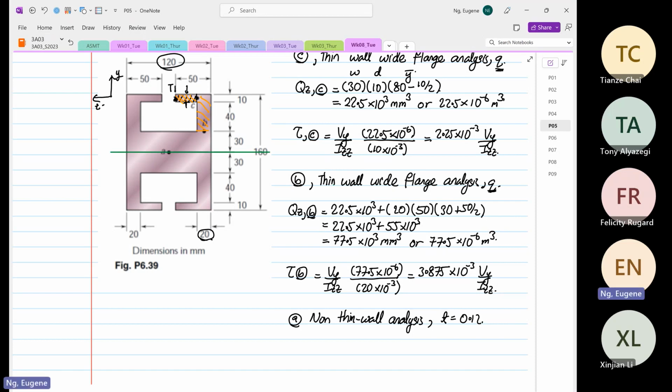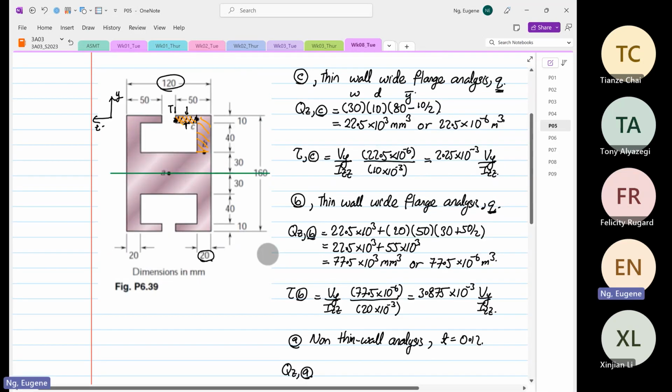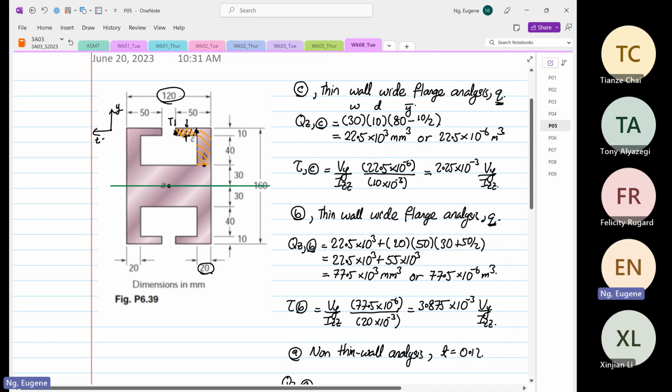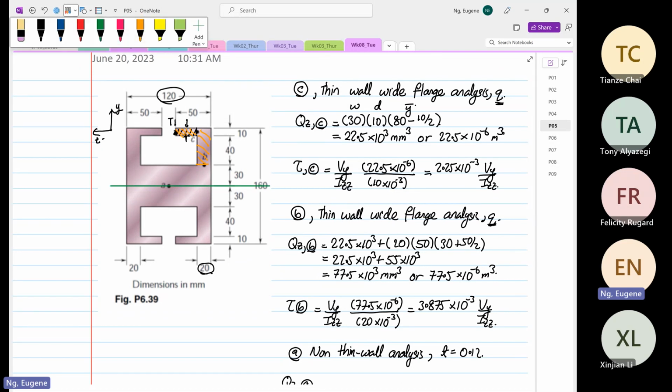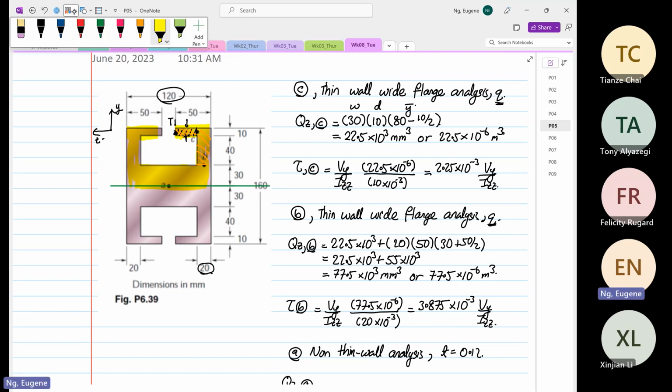Okay, that's the thickness that we're given, and that's the thickness we're going to use. So we are going to find QZ at point A. Now, QZ at point A, right? So this is a non-thin wall analysis anymore. The area we are going to consider, I'm going to color in yellow. This is the whole area that we're going to consider, right? Non-thin wall analysis. This is where we get our Q max, okay?